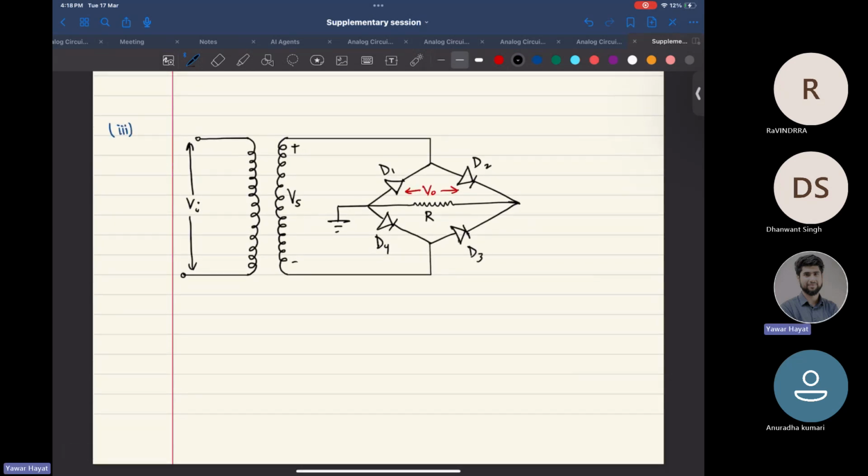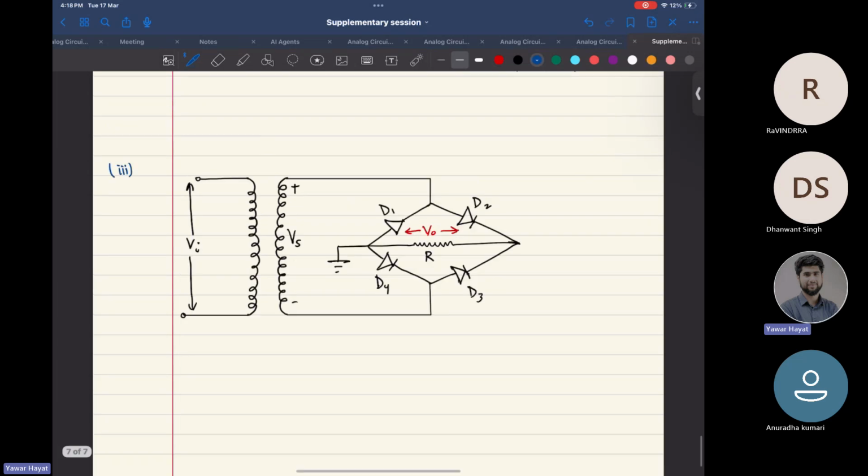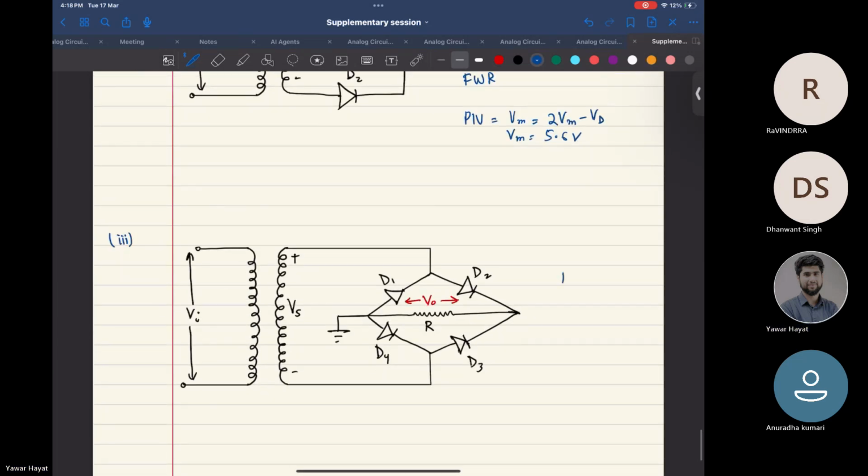Now for this bridge rectifier case, your peak inverse voltage would be Vm minus Vd, which is 2.6 volt. Done.